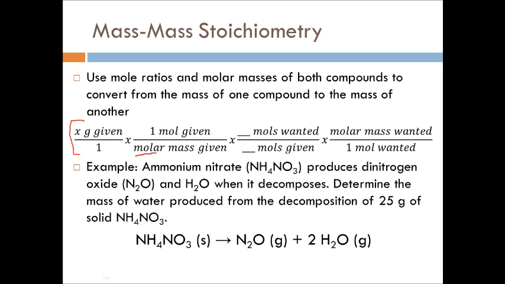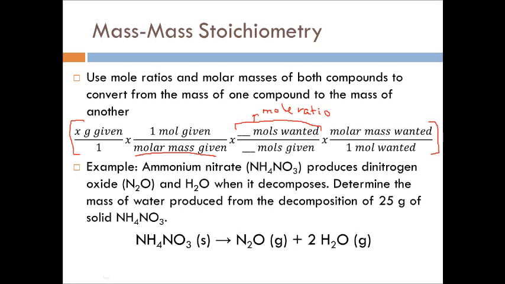Now, here's the new part. We're going to divide by the molar mass that we're given. So this is the compound we start with. We find the molar mass of that. We're going to go back, and this is our mole ratio again. Again, those blanks are going to be from the balanced equation. Okay, mole ratio. And then we end with the molar mass of what we want. Okay? So let's look at another example.